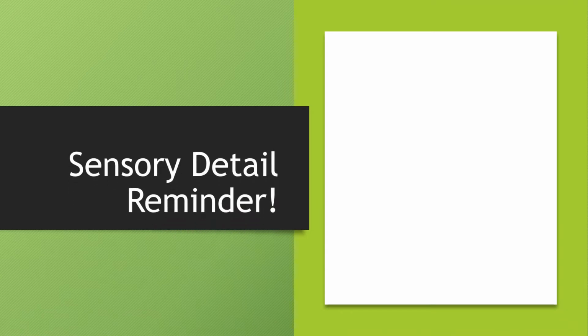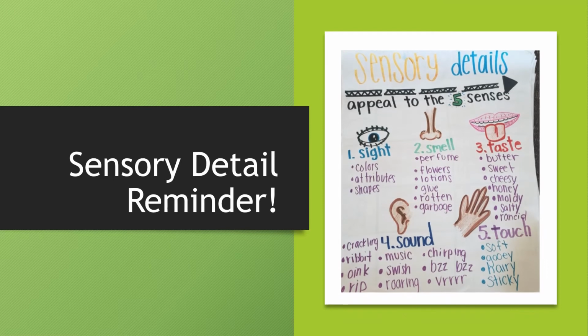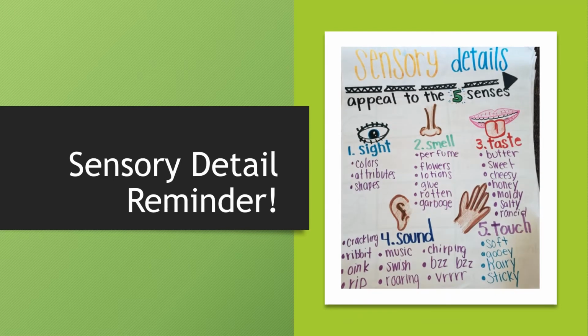Let's have a quick reminder of what sensory details are. Here is this anchor chart that will help us remember words we can use to help us get the reader excited about our writing. For sight, we can use colors, attributes, and shapes, so describing what you're seeing during an event or an experience. And then we also have smell. You want to use words like perfume, flowers, lotions, glue, rotten, garbage. Those are things that you can smell and things that you can describe how something smells in your experience or event that you're talking about.